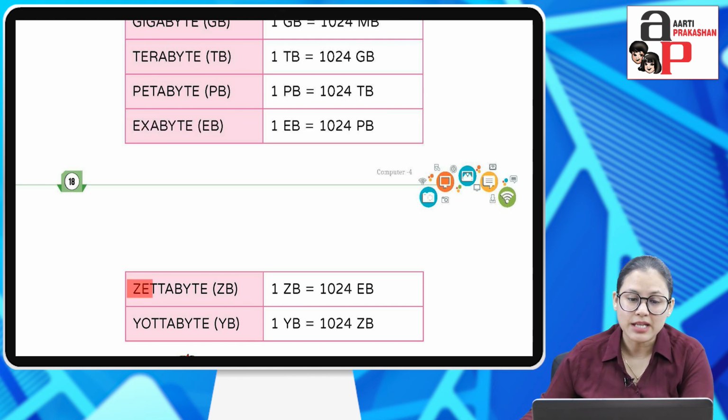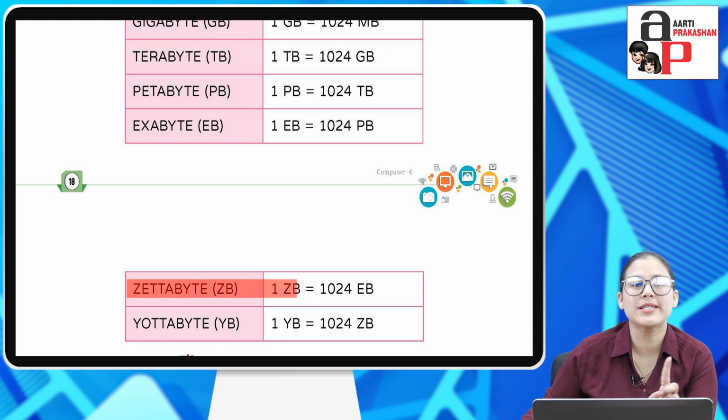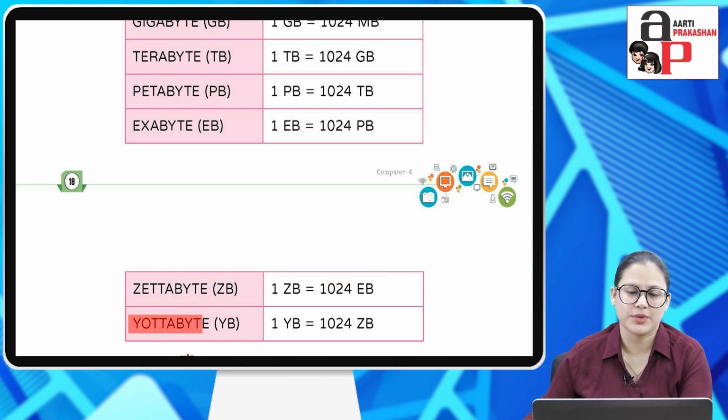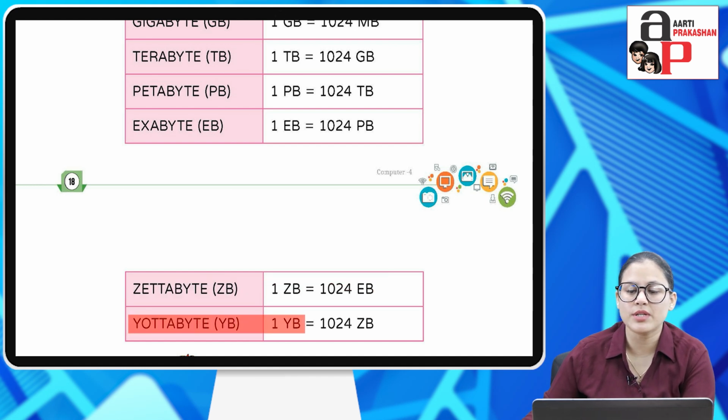Zettabyte, 1 ZB is equal to 1024 EB, and yottabyte, 1 YB is equal to 1024 ZB, right?